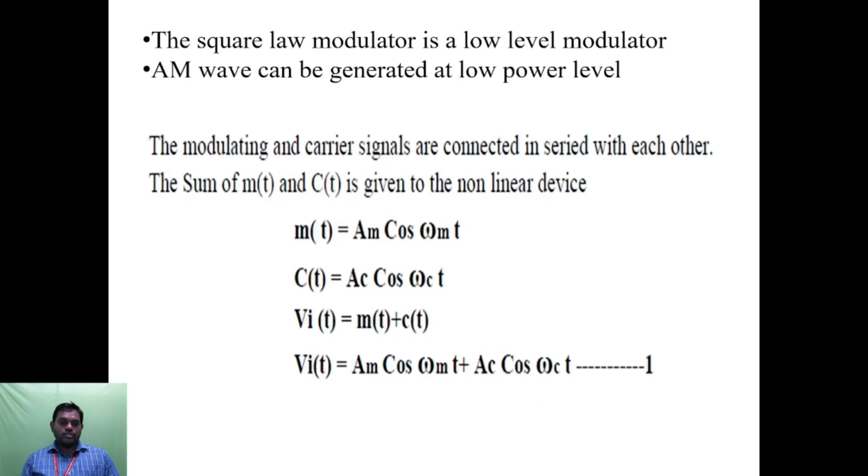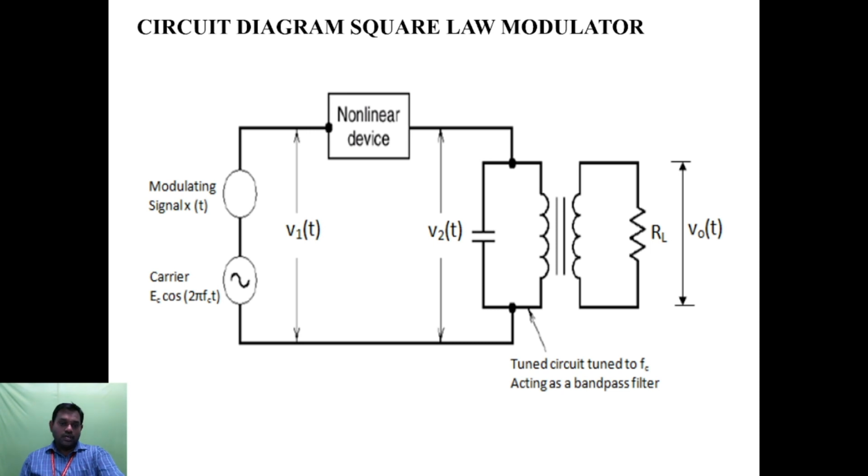Here we are using the nonlinear device as a diode or transistor. So here x of t and m of t are the modulating signal or message signal. Both are connected and given to the diode as V1 of t, and the output of the diode we are representing as V2 of t.